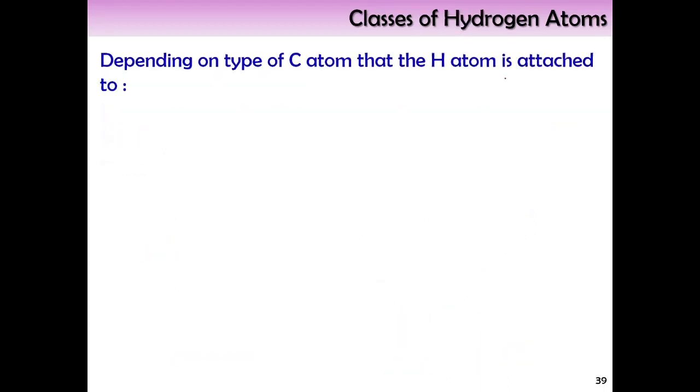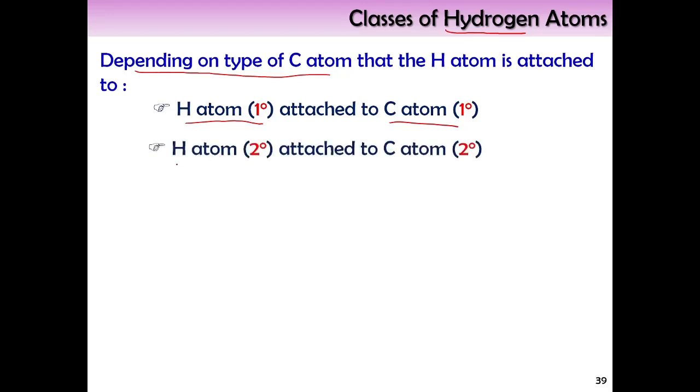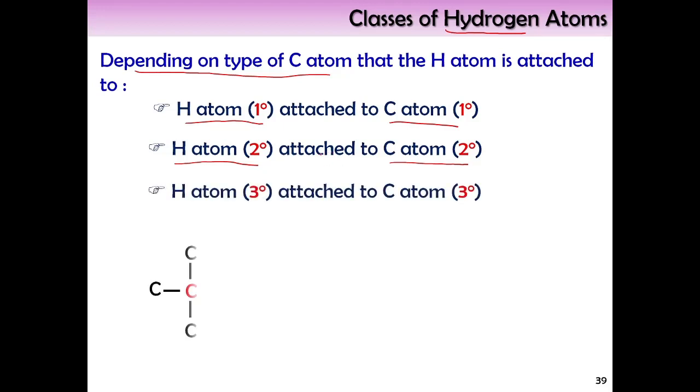Okay, what about hydrogen? This time hydrogen, classes of hydrogen atom. This one a little bit different because hydrogen atom is class depending on the type of carbon atom. Okay, so primary hydrogen atom is attached to primary carbon atom. Okay, so secondary hydrogen atom actually is a hydrogen atom attached to secondary carbon. So classes of hydrogen depends on the class of the carbon. Okay, so let's see for this one.